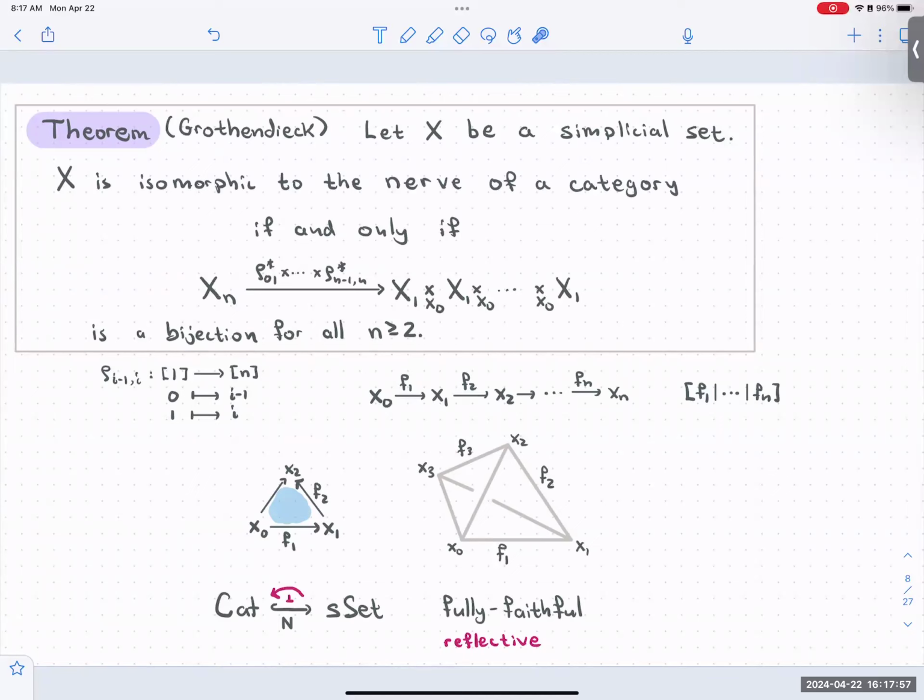So here's a slide from earlier. This is the theorem of Grothendieck that says that a simplicial set is the nerve of a category if and only if these Segal maps are bijections.